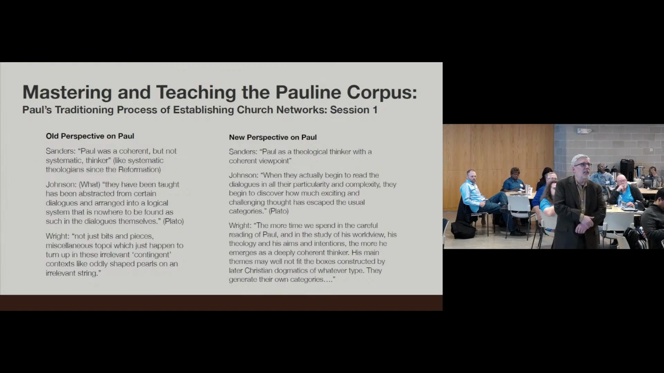And Wright says, speaking of the old perspective, that theology is not just bits and pieces, miscellaneous topoi, which just happen to turn up in these irrelevant contingent contexts like oddly shaped pearls on an irrelevant string. Instead, the more time we spend in the careful reading of Paul, in the study of his worldview, in his theology and his aims and intentions, the more he emerges as a deeply coherent thinker. His main themes may not well fit into the boxes constructed by later Christian dogmatics of whatever type. They generate their own categories, and they keep generating them as you encounter your unique cultural situations, generation by generation.